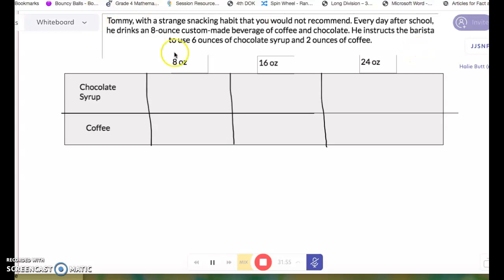Today we're going to do a quick refresher on ratios using equivalent ratios and ratio tables. So up here is a story problem about Tommy. He's got a weird snacking habit.